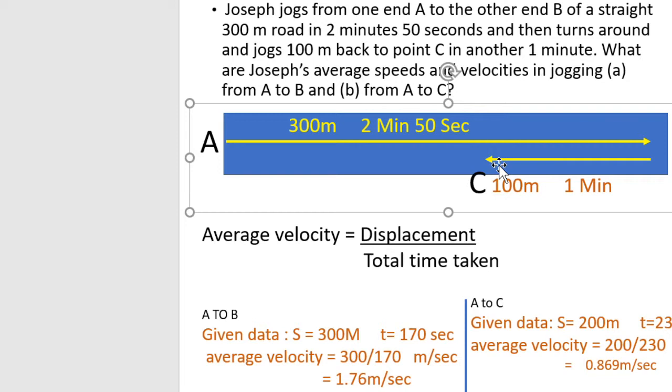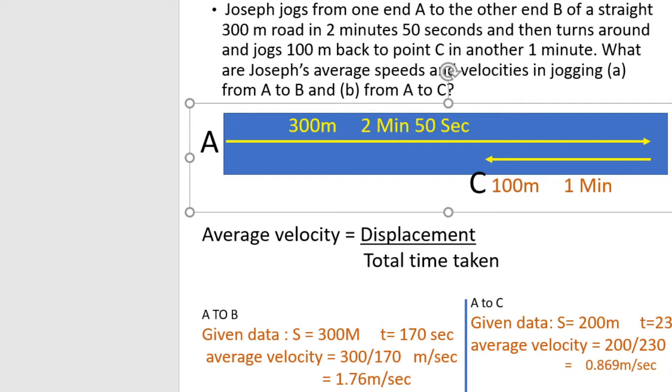And what will be the total time? Total time is going to be 2 minutes 50 seconds, then 1 more minute when he comes back to C. So it is going to be 3 minutes 50 seconds only. So here displacement is different, but time will remain the same. Now if you divide this, you will get 0.869 meters per second.